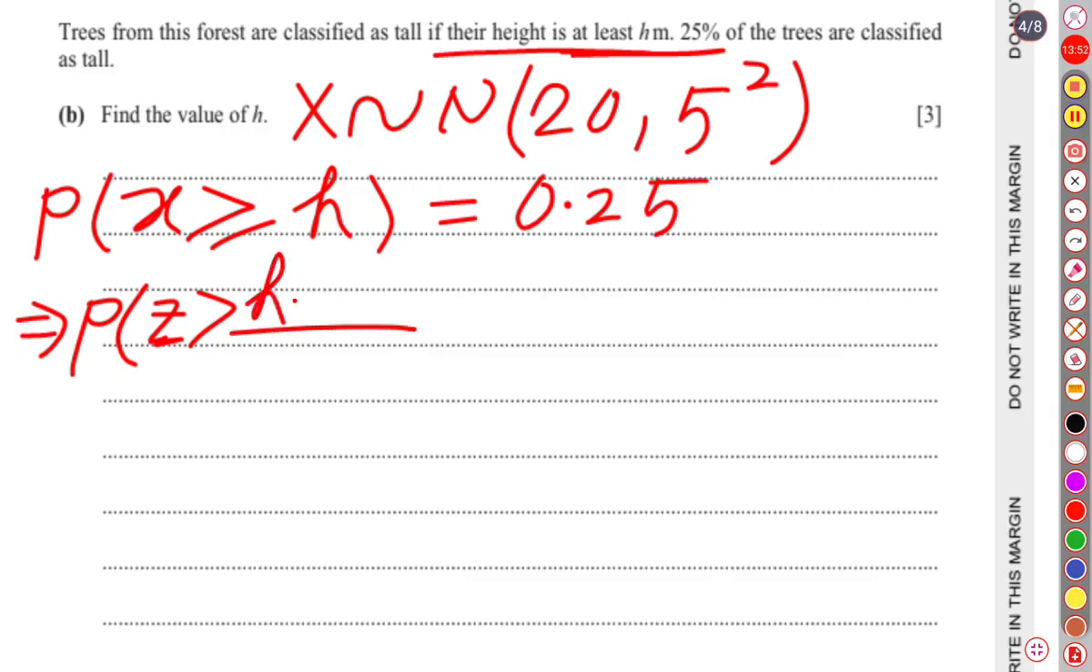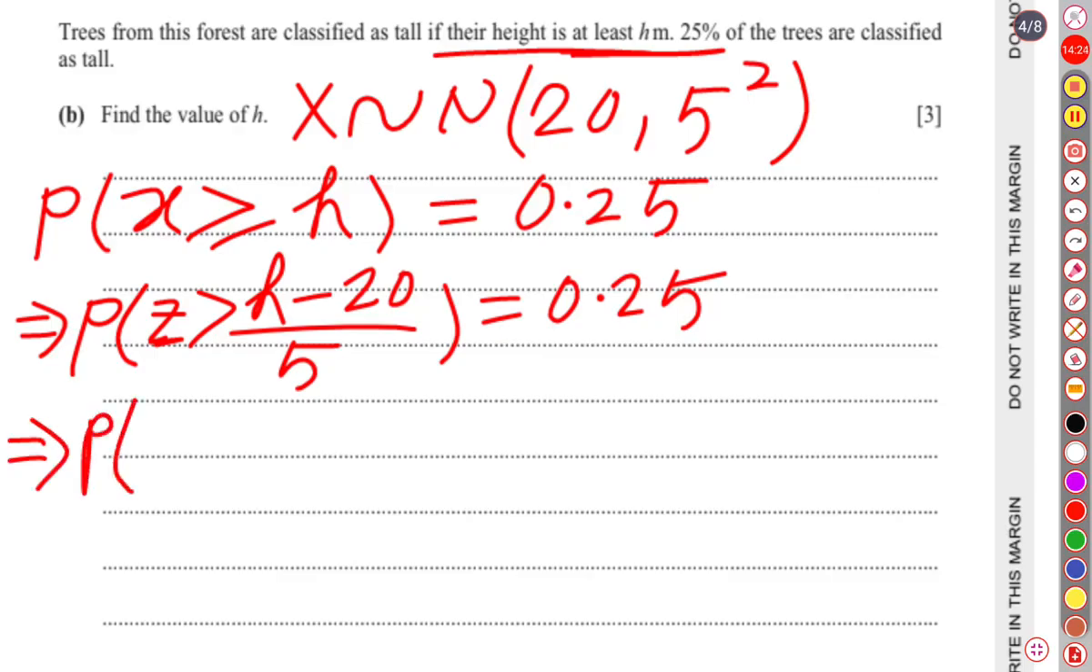Then h minus our mean value, which is 20, over 5. Right side is 0.25. So please don't get confused with this equal symbol. Greater than or equal to actually means the same in the case of normal distribution, because this is applicable for a continuous random variable. Now we will have to find the corresponding z score when the probability is 0.25.